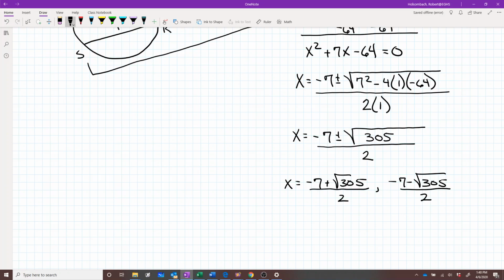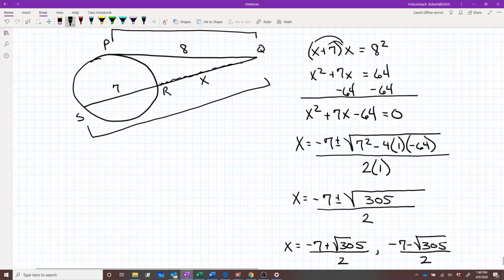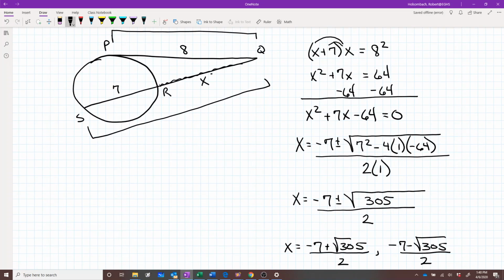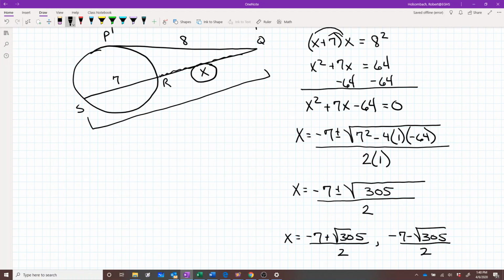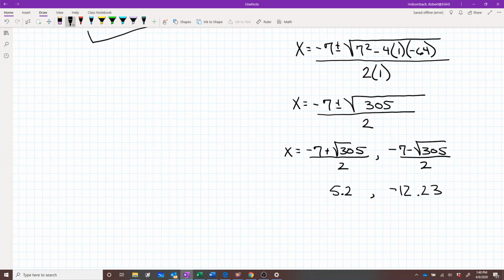So on the left side, our first value of X is going to be equal to 5.2. Our second value of X is going to be equal to negative 12.23. Since our secant segment cannot be negative, our 5.2 is the value that we're going to use. We're not going to use the negative 12.23. Alright, so those are two examples that relate to the rules regarding secant segments and tangents and how they relate to each other.